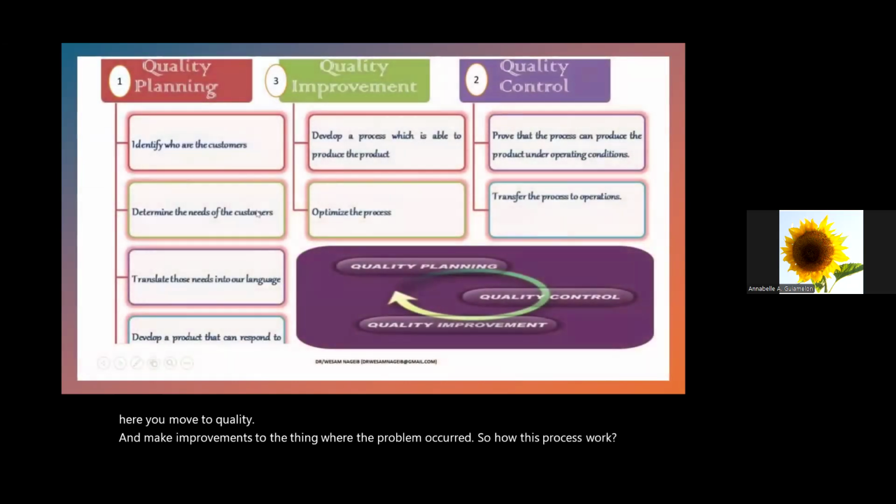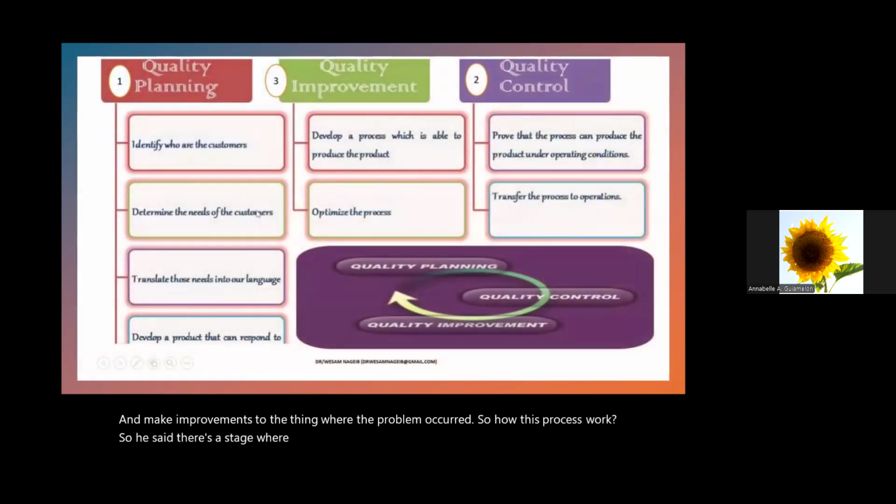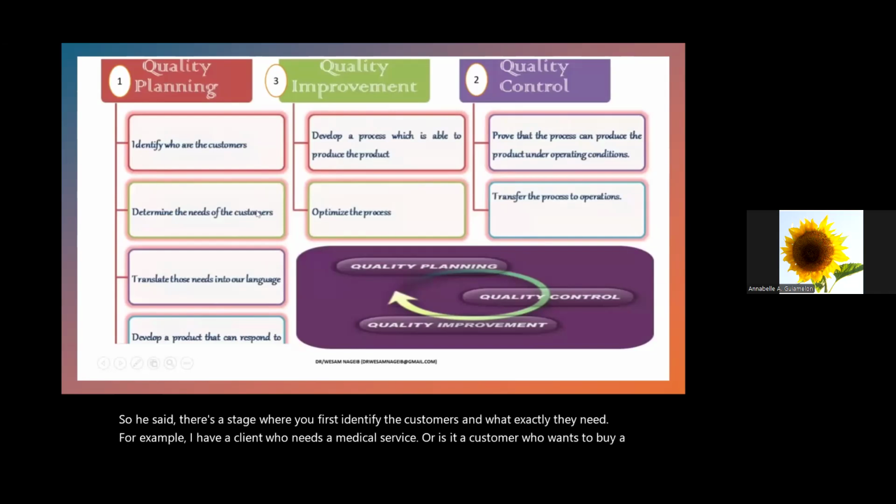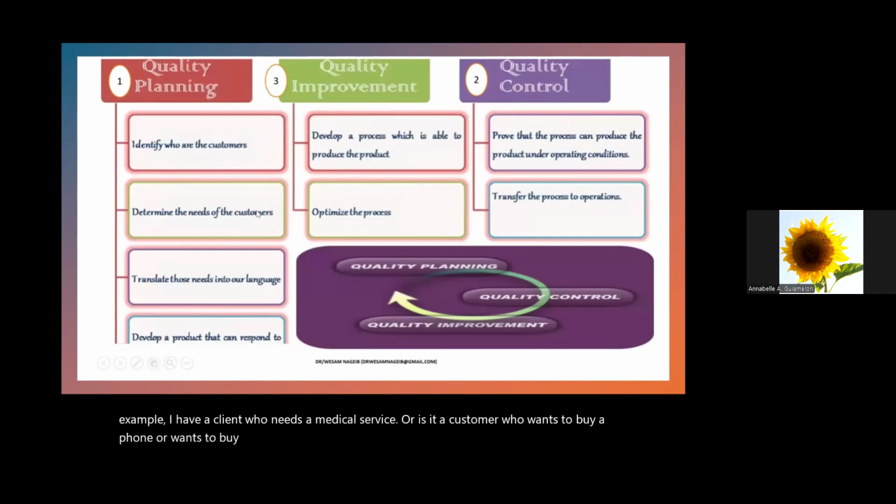So he said there's a stage where you first identify the customer and what exactly they need. For example, I have a client who needs a medical service, or a customer who wants to buy a phone or wants to buy something. What exactly do they want? I need to figure out the client's needs, right? So do you want this furniture in a specific color, design, or type of wood? Do you want a modern design or a classic design?